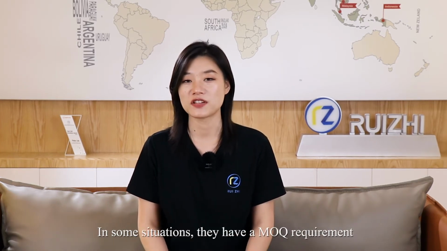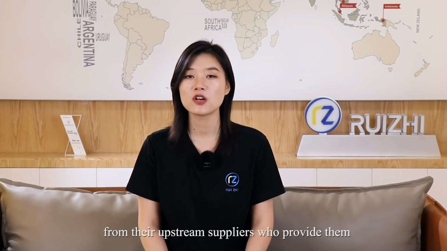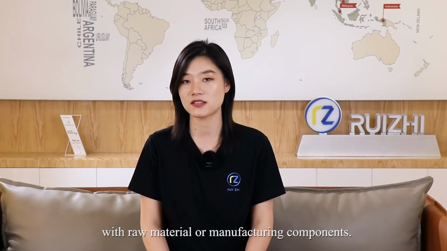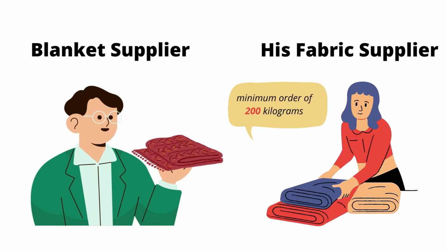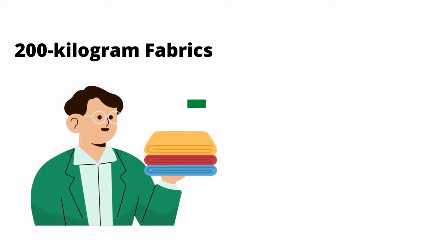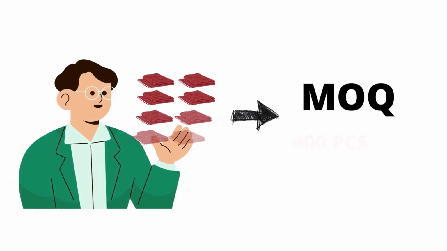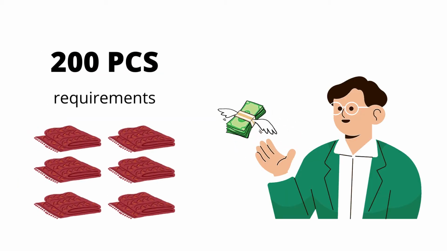In some situations, they have a MOQ requirement from the upstream suppliers who provide them with raw material and manufacturing components. For example, a blanket supplier. His fabric supplier gave him a minimum order of 200 kilograms. Assuming the blanket supplier can produce 400 blankets from this 200 kilogram fabric, they will have a MOQ requirement for you of 400 pieces. If you only need 200 pieces, they would lose their money.